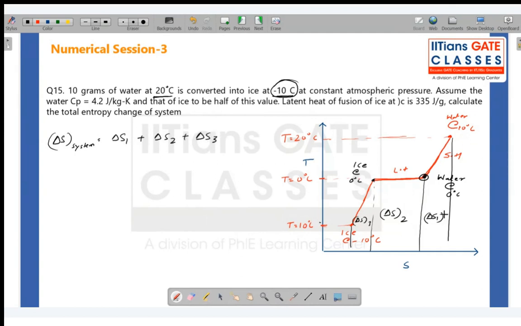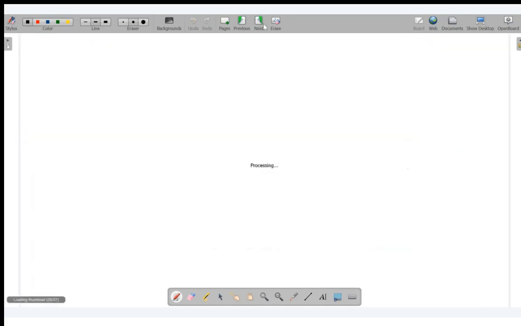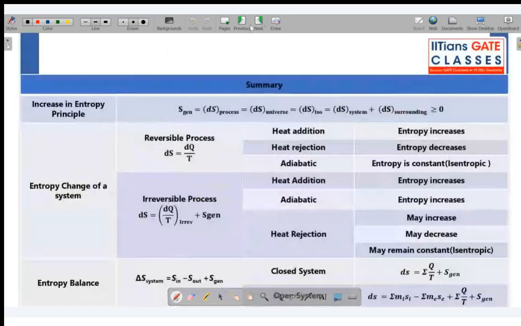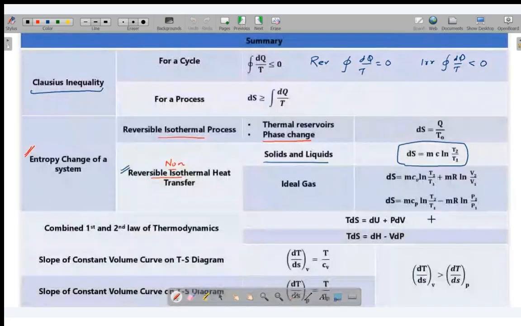Now you see here temperature is changing. So what formula am I going to use? We have water and the temperature is changing, so the process is non-isothermal and the substance is liquid. So I will use this formula.